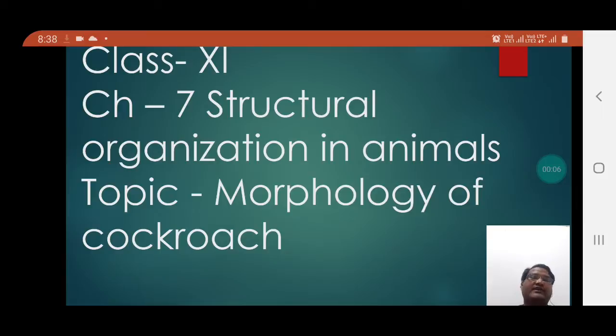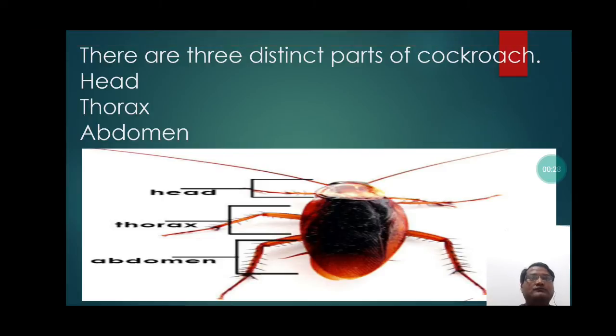Today we are going to study the topic morphology of cockroach from chapter 7, structural organization in animals. There are three distinct parts of cockroach: head, thorax, abdomen.